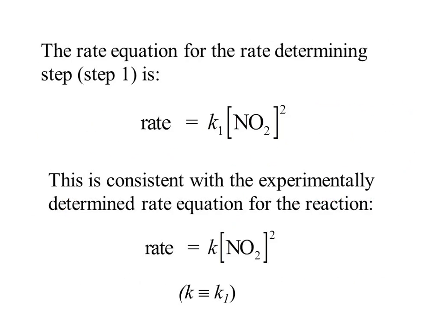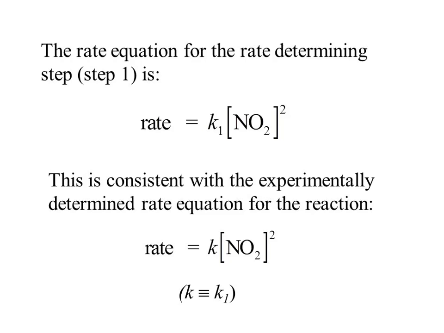So in your homework or on a test, when I say prove that the mechanism that you're given, the set of elementary steps, all things considered, what's fast or what's slow, I guess I should say what's slow, the rate determining elementary step, prove that it is correct. This is what I'm talking about.